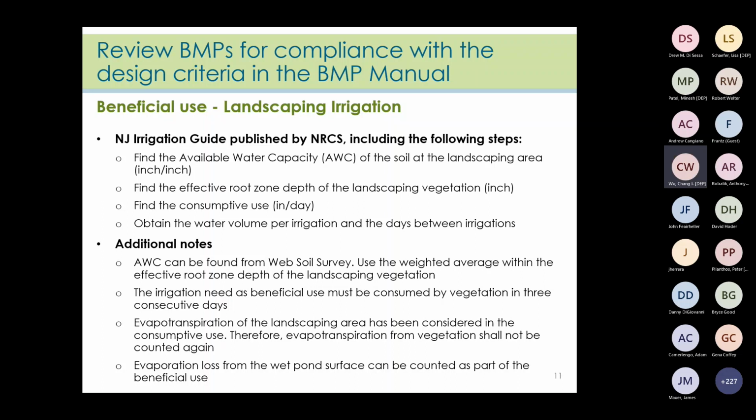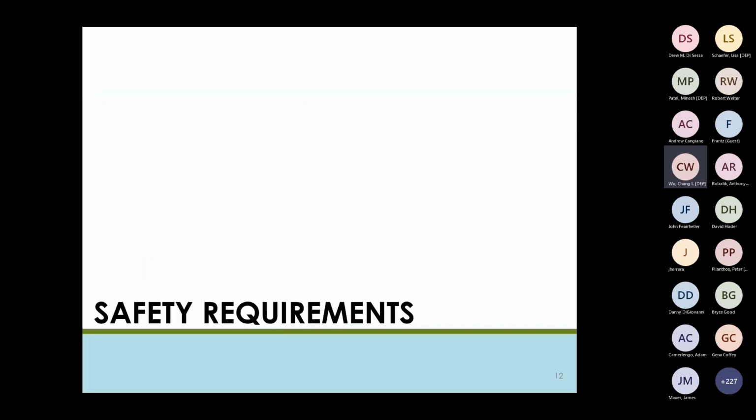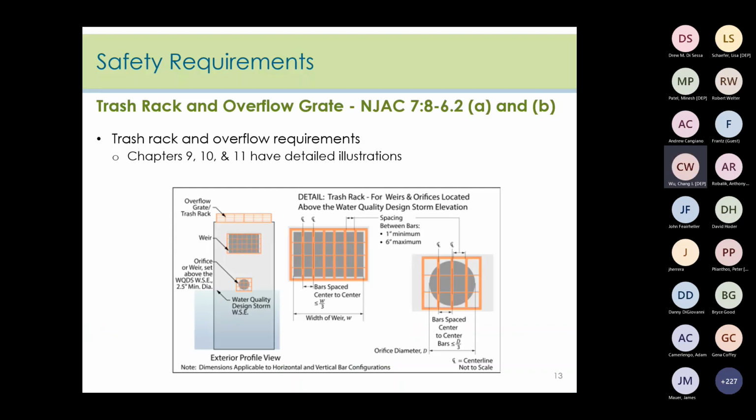So that is for the wet pond. The next thing I would like to talk about is the safety requirement in N.J.A.C. 7:8-6.2. The first part of the safety requirement is regarding the grade, the trash rack, and the overflow grate, the spacing, the bar size, and how much. Basically, you can get that information from the rules, but in our BMP manual, we have a nice illustration to show the requirements. You can see it is much clearer to understand the difference between the spacing and the center to center, those different requirements in the rules.